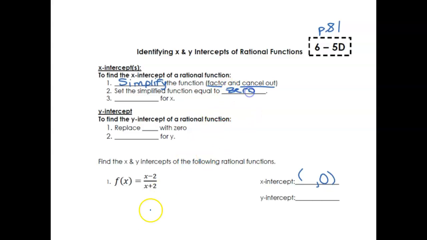Let's talk about y. On example 1, here's my function. What's it equal to? F of x, which is another word, thank you, for y. So this is like y. If I'm setting the simplified function equal to 0, what that means is that I'm setting y equal to 0. Okay, so I'm substituting 0 for y. And then once I do that, I would solve for x. So let's see what that looks like in our first example.